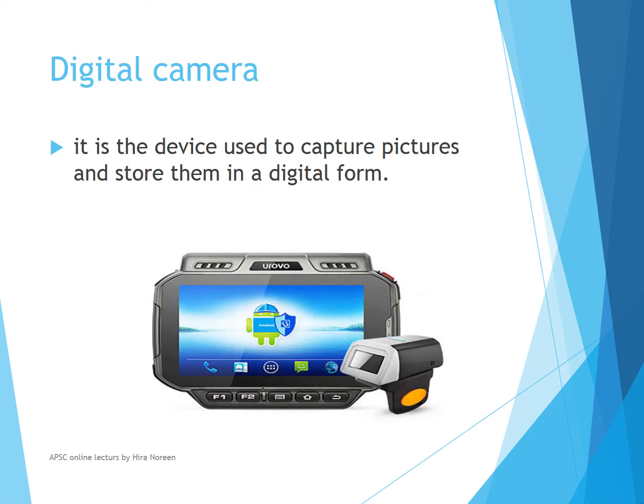Digital camera. Digital camera is also an input device that is used to capture the pictures and store them in the digital form. It is also an output device because it can also display the picture on the screen. After that you can capture the picture with the help of digital camera. You can also download or copy them into the computer system and then edit, view or insert in the documents. In the picture you can see the digital camera.